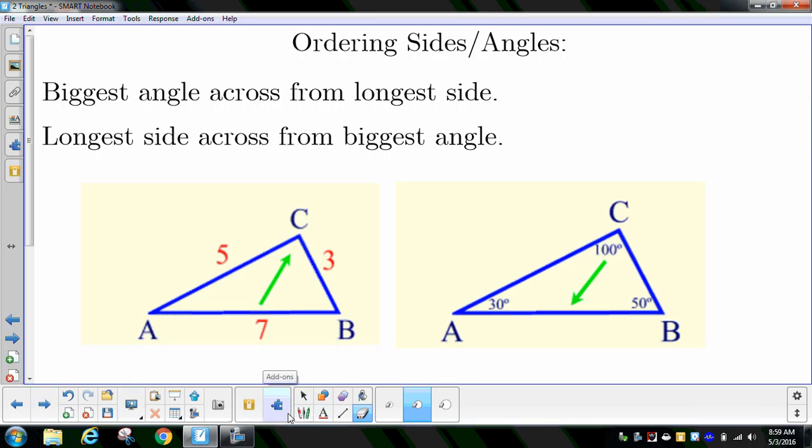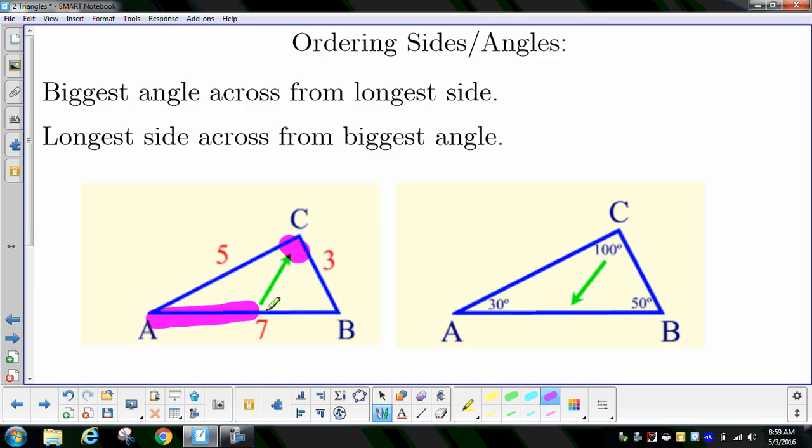If you can remember back, we ordered the sides and the angles in triangles, sometimes from biggest to smallest, sometimes from smallest to biggest. The relationship that exists is that the biggest angle, so if we're down here on the left triangle, the biggest angle is across from the longest side. So because side AB is the longest, that makes angle C the biggest.